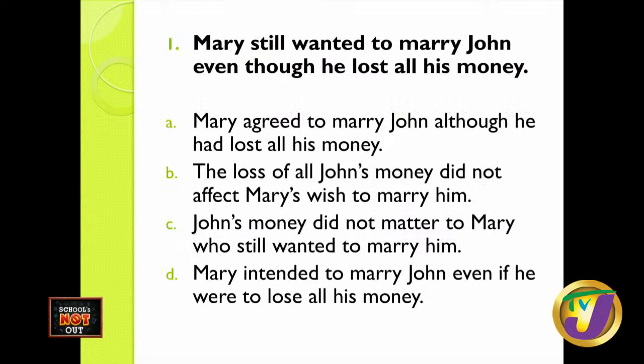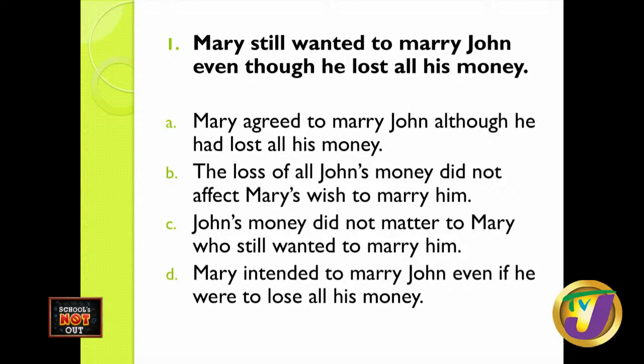Number one, the original sentence says, Mary still wanted to marry John, even though he lost all his money. Mary is a noble woman. So John doesn't have any money, but Mary has not changed her mind about wanting to marry him. What a wonderful woman Mary is.